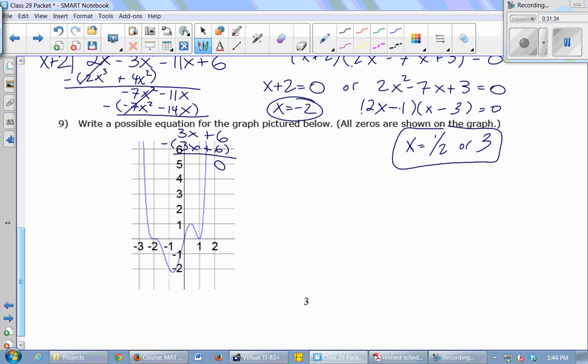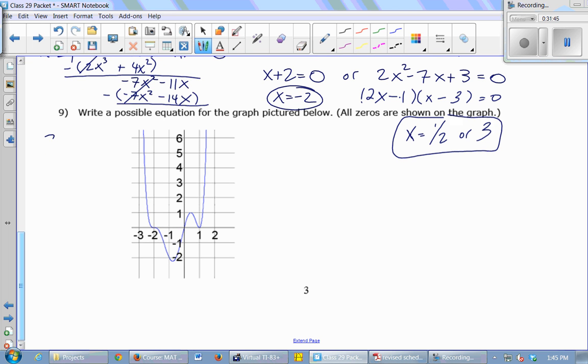I'm going to erase this last bit here so we can see the graph. All right, I want to write a possible equation for this graph. So let's start by listing its zeros. Where are the zeros here? -2, 0, and 1.